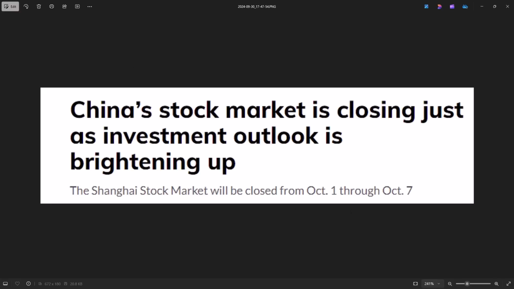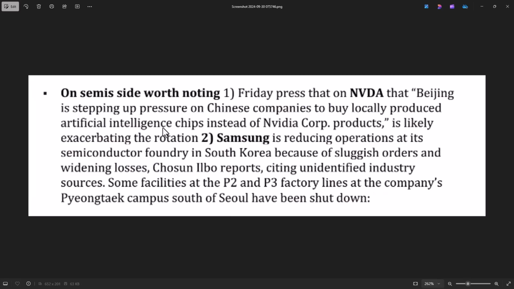And there's another piece of news that I don't think a lot of people are aware of, and it really was the reason we did the Micron trade. Let me show you this. Now, we're all aware of this piece where Friday press, NVIDIA, Beijing stepping side pressure to buy locally produced artificial intelligence chips instead of NVIDIA because they're going to use unicorns and rainbows instead of NVIDIA, apparently.